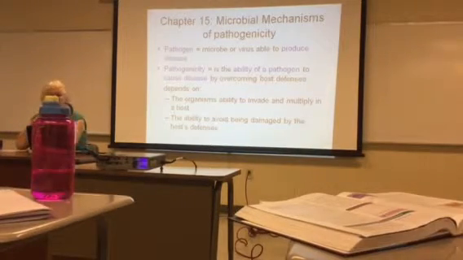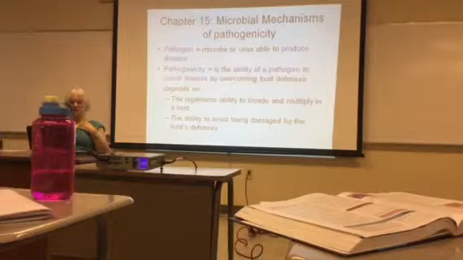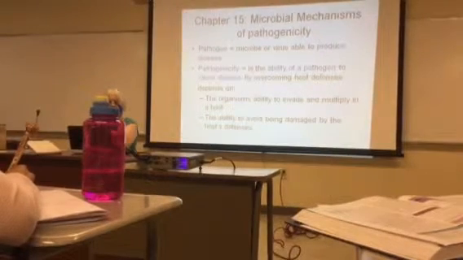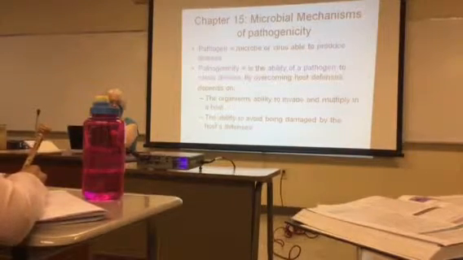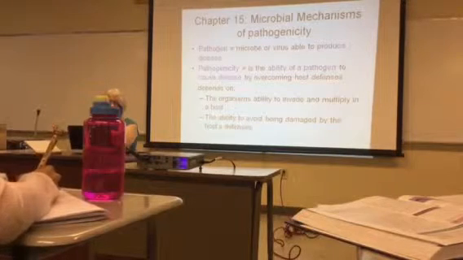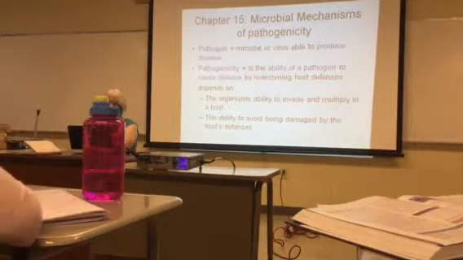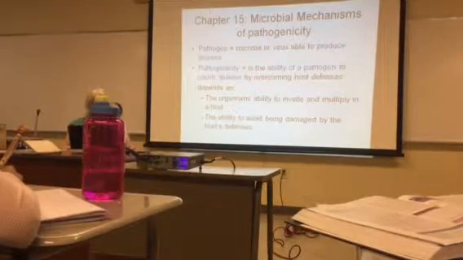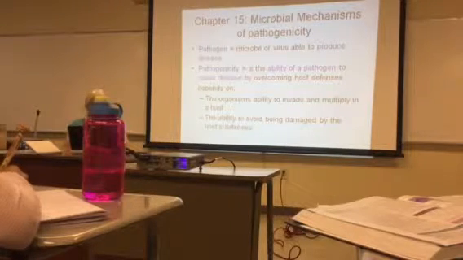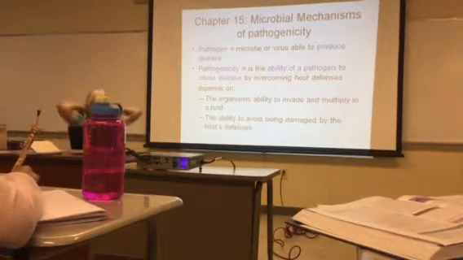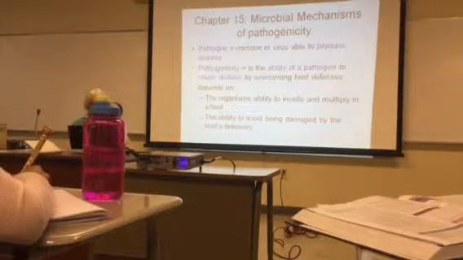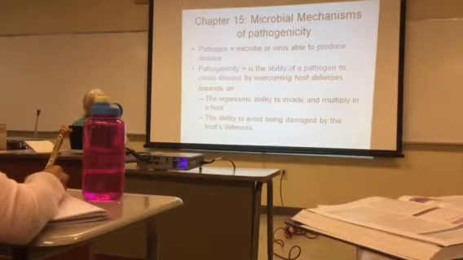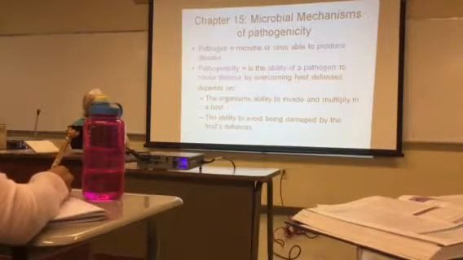So chapter 15 is on microbial mechanisms of pathogenicity, and pathogenicity is the ability of a pathogen to cause disease by overcoming the host defenses. That depends on several things. It depends on whether that organism is able to invade the host and multiply within the host, and the ability to avoid being damaged or detected by the host defenses. So a pathogen is a microbe or a virus that is able to produce disease.